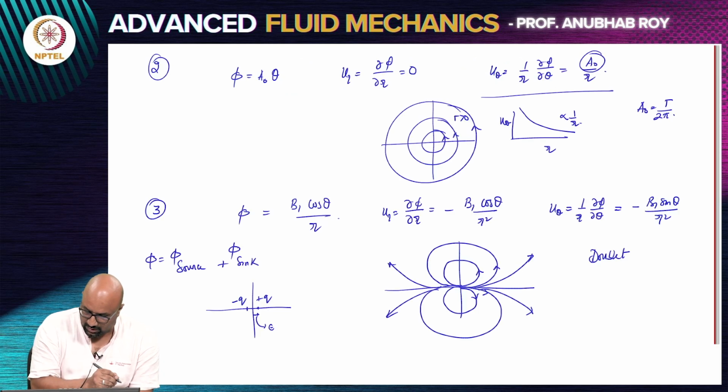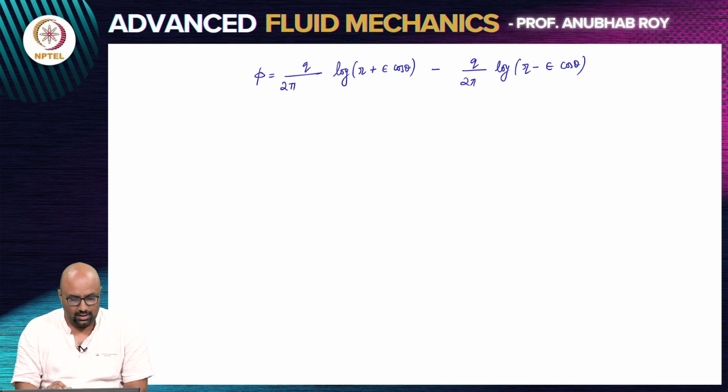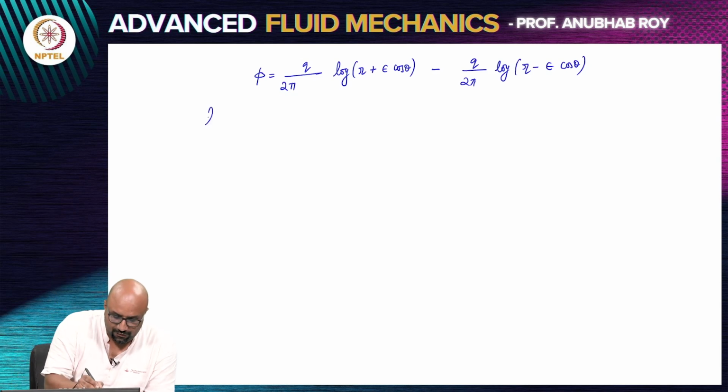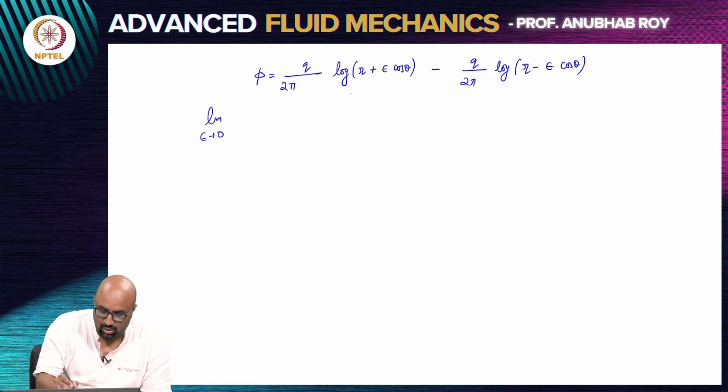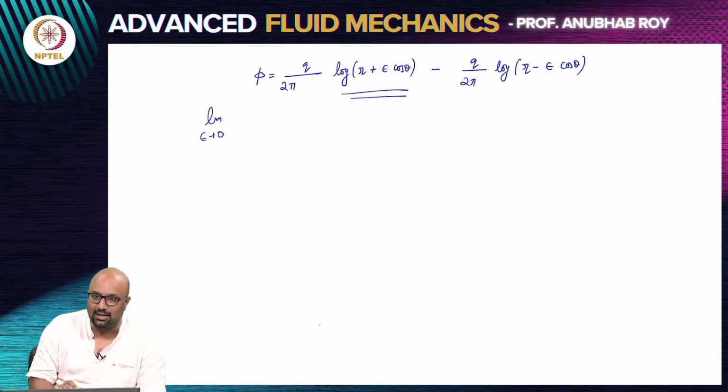So, let me just make sure. I have placed my sink on the other side. It is located at x equals minus epsilon cos theta. So, for the limit of epsilon going to 0, which means that the source and sink are getting closer and closer, I am going to expand this log.